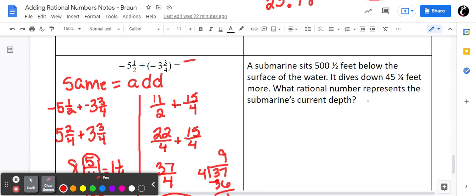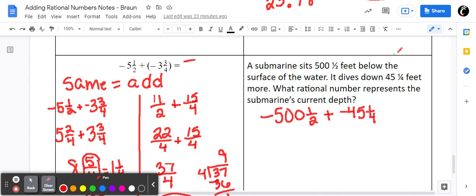Okay, so first of all, I need to look at what these values mean. 501.5 feet below the surface of water. That means that is going to be negative. That's below sea level. So that's going to be negative 501.5, plus, and it says it dives down 45 1/4 feet more. So if I'm diving down further, that's going to also be negative. So that's negative 45 1/4.